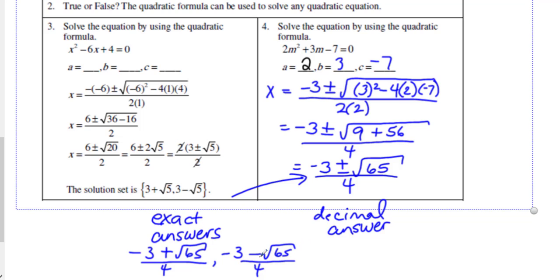Then over here, do the same thing. Put negative square root of 65 minus 3. Hit equal and then divide it by 4. So for your decimal answers, be sure you use a good calculator and pay attention to how they want you to round.